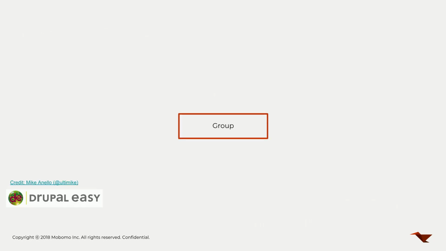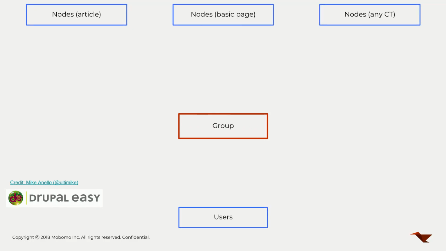So again, this is the chart that I sort of stole from Mike and Nell of Drupal Easy. He did a good podcast on this. There's a bunch of links at the end that you'll see. So essentially, the diagram was like this. You've got your group, whatever group type you have. And then you've got nodes, any content type really. But you also have users, and all these things need to relate to your group somehow.